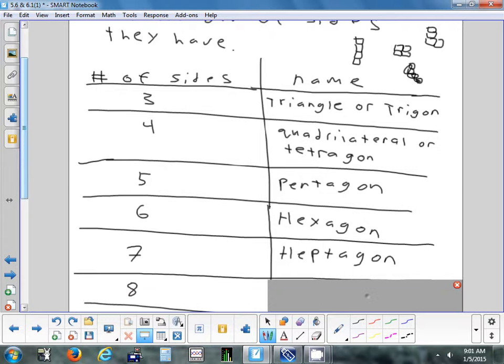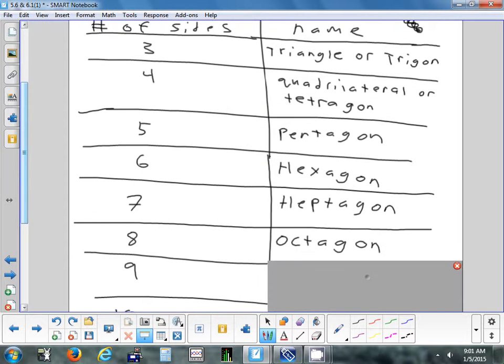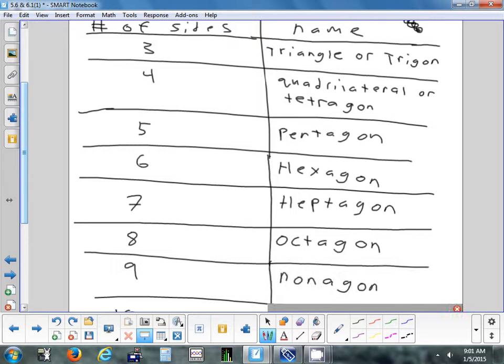But for 8, there is just one prefix, whether you're counting or naming a shape: oct. If you were counting, you'd say octillion, or octagon for the shape. So 8's an easy one. 9, prefix non. If you were counting with numbers, you'd say nonillion. With a shape, it's nonagon. Non is the prefix meaning 9.